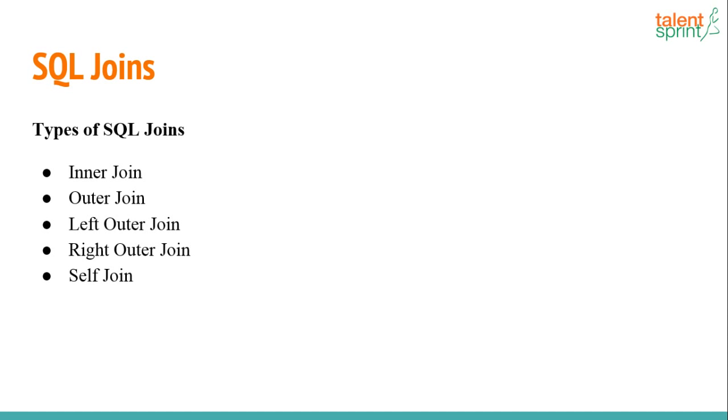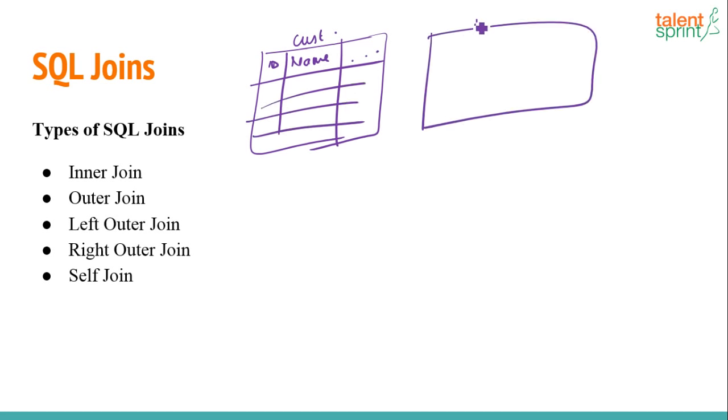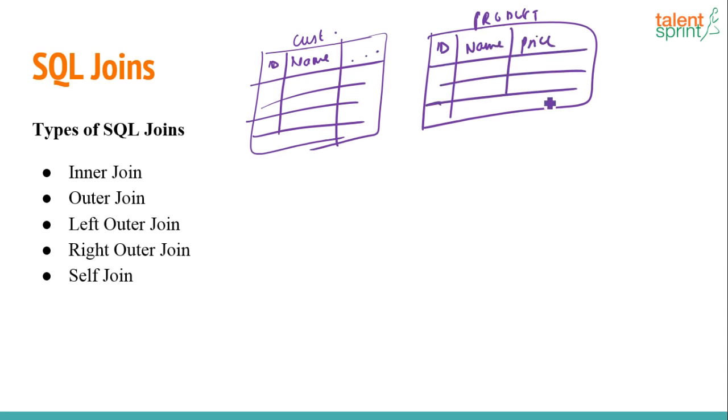Since I've taken the Flipkart example from the very beginning, let me continue with that. So we have customer: ID, name, etc., the details. And let's say we have product: again product ID, product name, product price. Let's say we have these two tables.